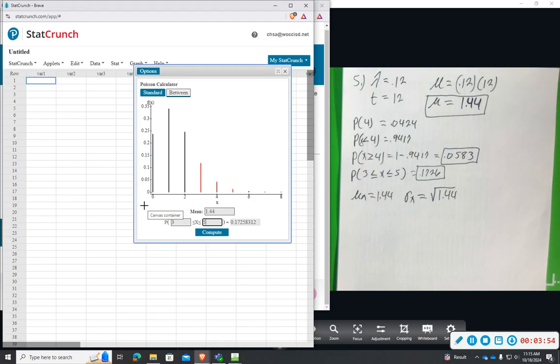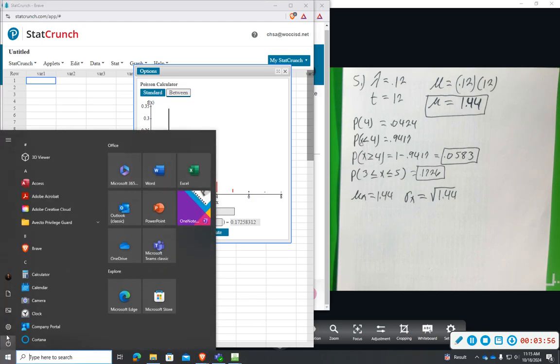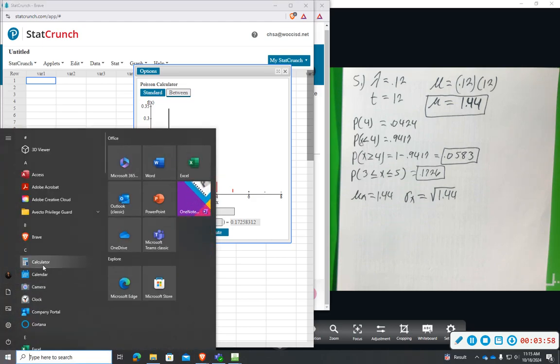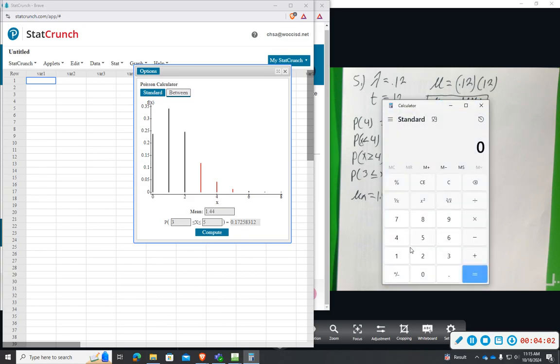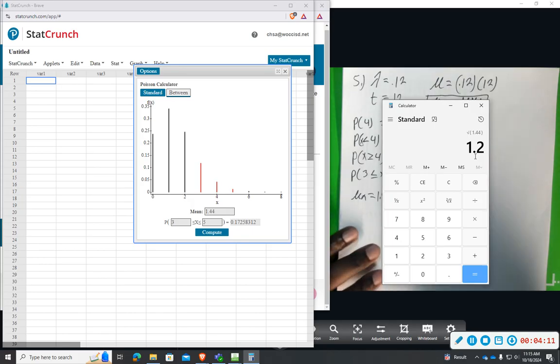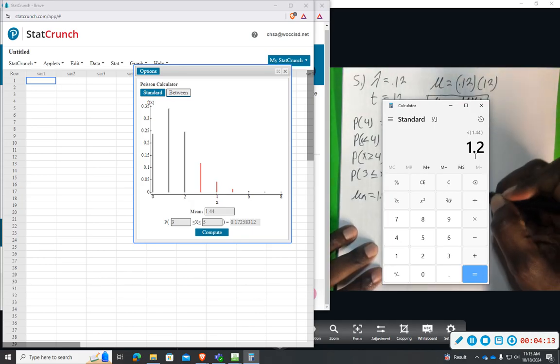And then I'm going to pull up the basic calculator, and we are going to do 1.44. We're going to do the square root of that, because that's 1.2. So our standard deviation, we get 1.2.